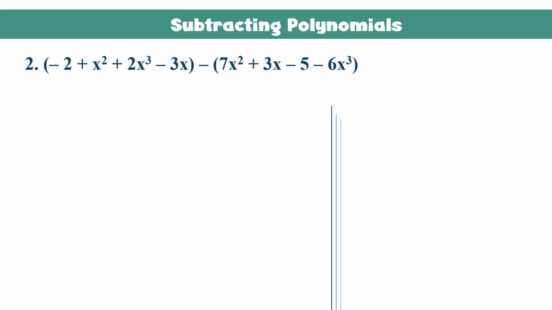Let us now proceed with the second example. So we have negative 2 plus x squared plus 2x cubed minus 3x minus 7x squared plus 3x minus 5 minus 6x cubed. So the first step, copy the first polynomial. So we have this polynomial. And then you have to change the sign of each term inside this parenthesis, or change the sign of the subtrahend. So let us start with 7x squared.